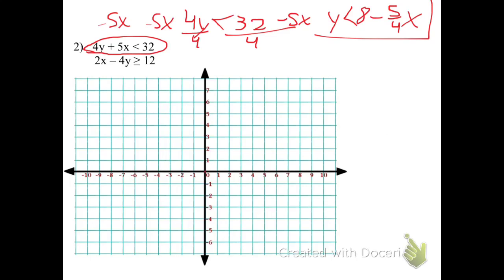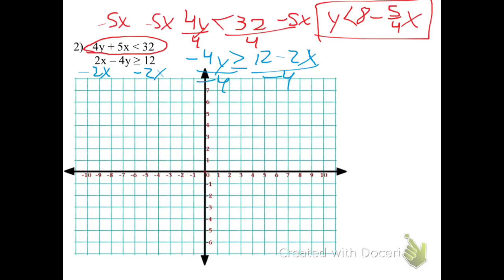Okay, so our first one is ready to be graphed. While we're in the solving mood, we're going to solve the other one. We have to get that one solved for y as well. So you got to subtract 2x from both sides. You'll get -4y is greater than or equal to 12 minus 2x. Okay, you got to divide to get y by itself, so divide both sides by -4.